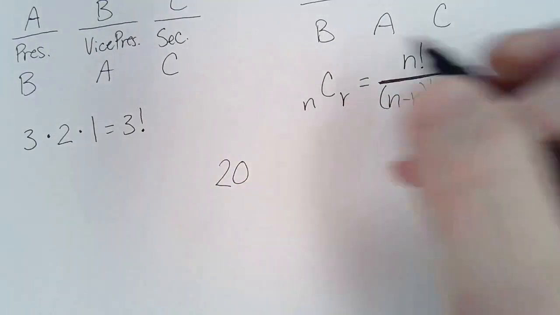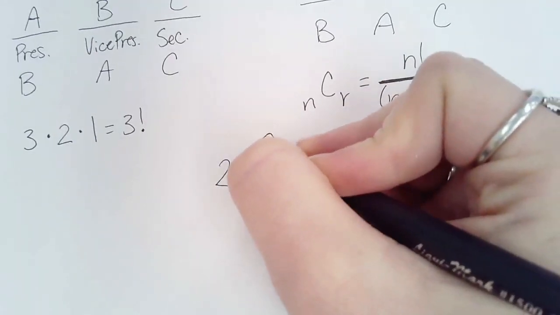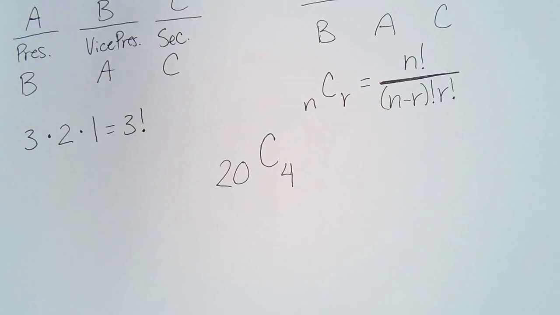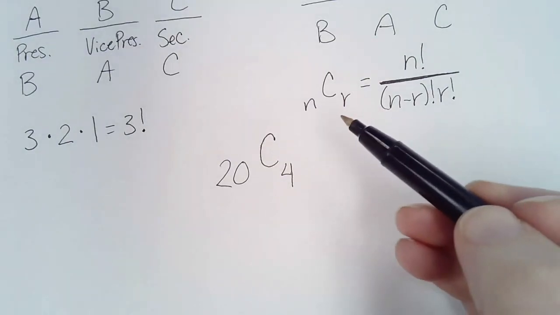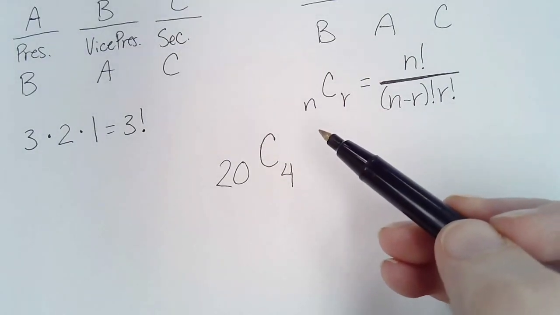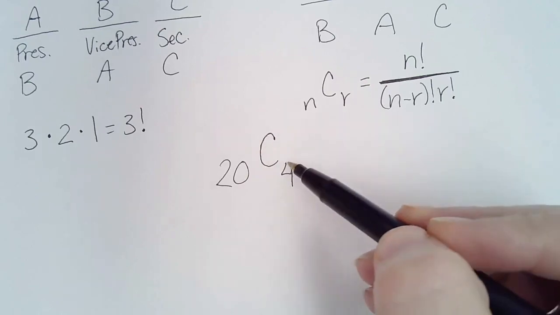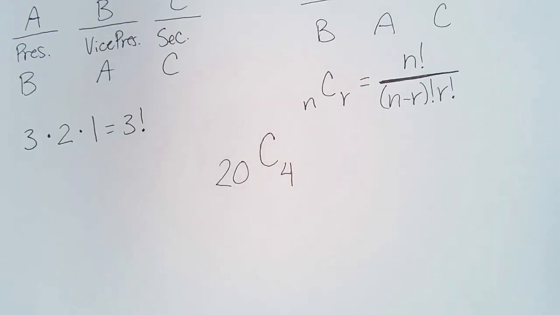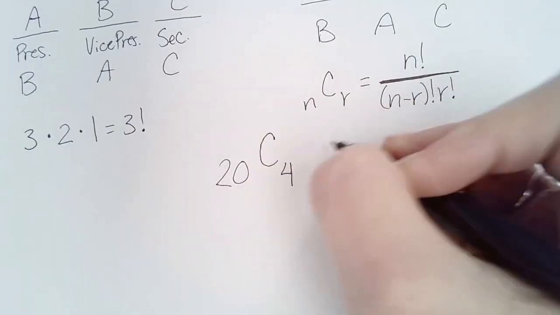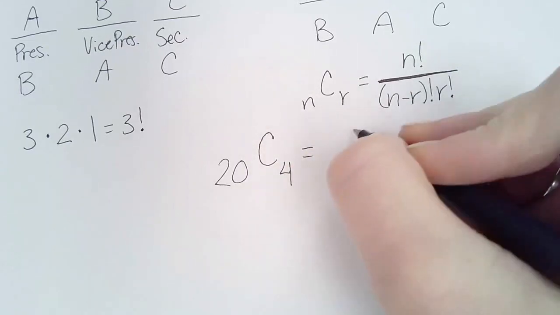So an example of a combination would be, say for example, I have 20 things and I want to put 4 of them in my backpack. So it doesn't really matter what order they're in there, I just want them to be in my backpack. I can't choose one of them more than once because I have 20 different things, and so I'm going to pick each one once, so I actually have 4 items in my backpack. So that would be like 20 combination 4.